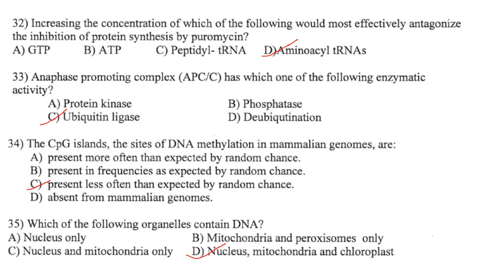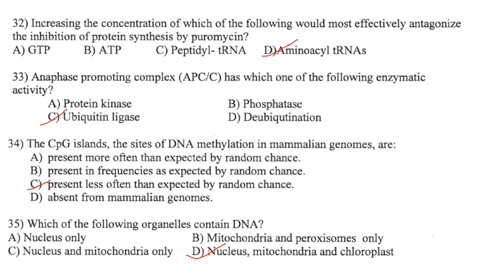Then next one. Increasing the concentration of which of the following would effectively antagonize the inhibition of protein synthesis by puromycin? So puromycin causes premature chain termination during translation, and part of this puromycin resembles aminoacylated tRNA. It enters into the A site and transfers to the growing chain, causing premature chain termination.